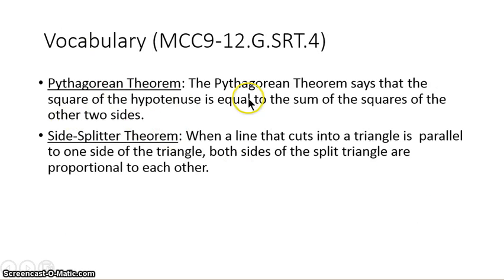Vocabulary. Pythagorean theorem. The Pythagorean theorem says that the square of the hypotenuse is equal to the sum of the squares of the two other sides. Side splitter theorem. When a line that cuts into a triangle is parallel to one side of the triangle, both sides of the split triangle are proportional to one another.